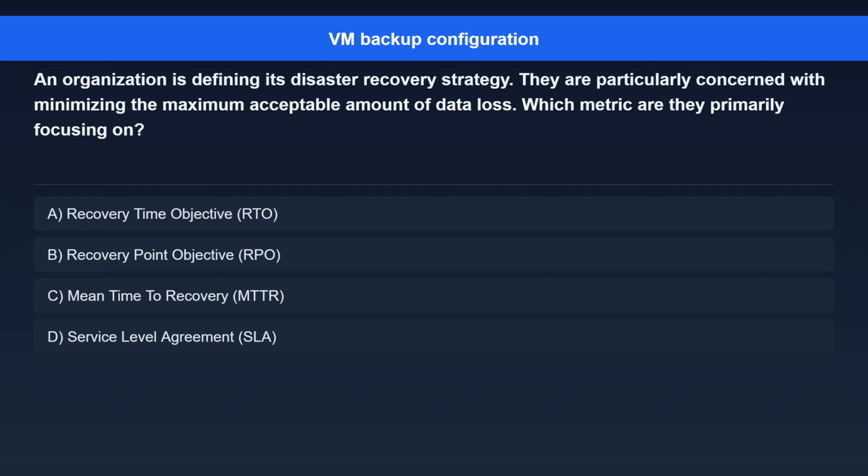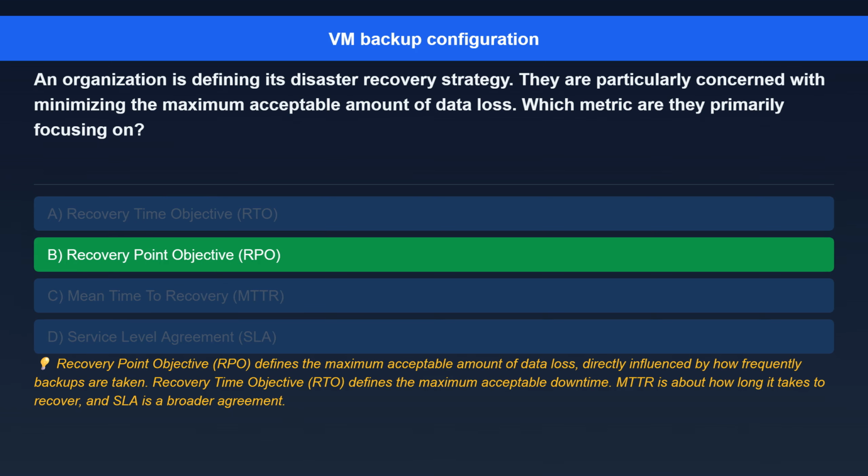They are particularly concerned with minimizing the maximum acceptable amount of data loss. Which metric are they primarily focusing on? Option A. Recovery time objective, RTO. Option B. Recovery point objective, RPO. Option C. Mean time to recovery, MTTR. Option D. Service level agreement, SLA. The correct answer is Recovery point objective, RPO.